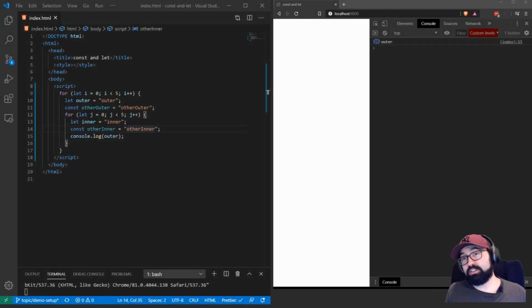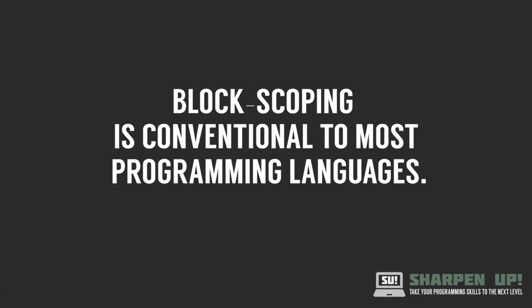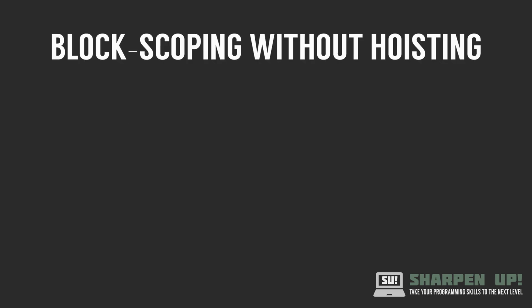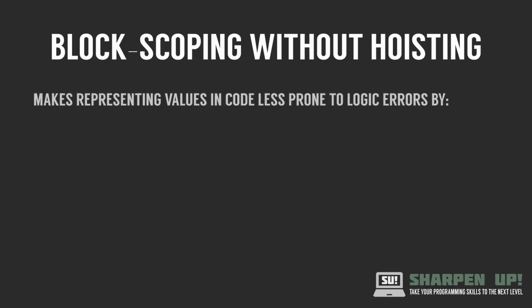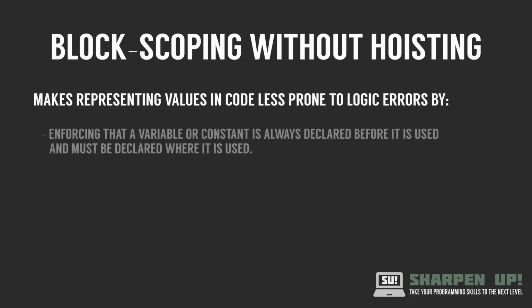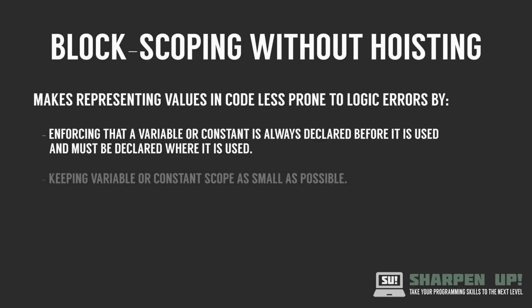So const and let do away with the variable hoisting and function scoping model in favour of block scoping. Block scoping is more conventional when you consider the majority of programming languages take this approach to variable scope. Block scoping without hoisting makes representing values in code less prone to logic errors by enforcing that a variable or constant is always declared before it is used and must be declared where it is used, improving clarity, keeping scope of the variable or constant as small as possible.